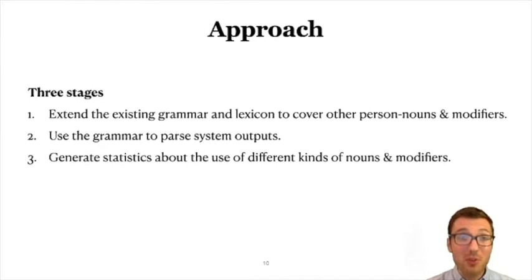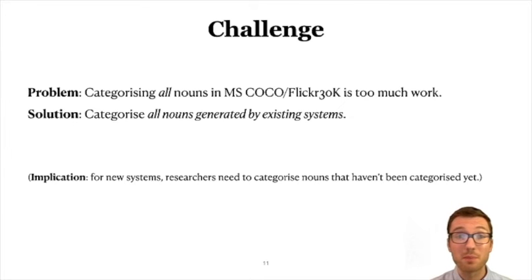Now, our approach consists of 3 stages. The first is extending the existing grammar and lexicon to cover other person nouns and modifiers. So I looked at the output of 9 different systems and made sure that the grammar and lexicon cover those outputs. Then the next step is to use the grammar to parse the system outputs and then to generate statistics about the use of different kinds of nouns and modifiers.